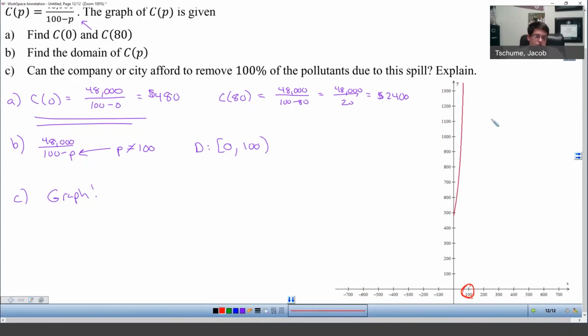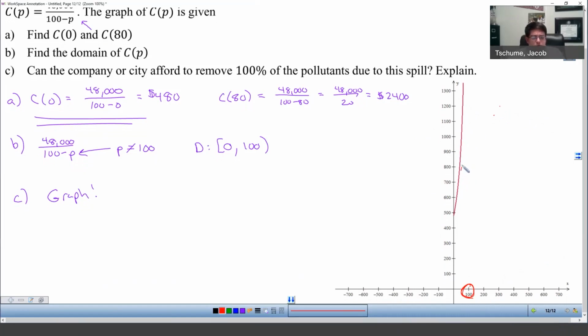As you approach 100% of the pollutants, you will notice that your graph, sorry, one of my tabs opened up by accident. Let me close this off. Go away. There it goes. Sorry. I don't know if y'all can see it, but one of my tabs actually opened up.